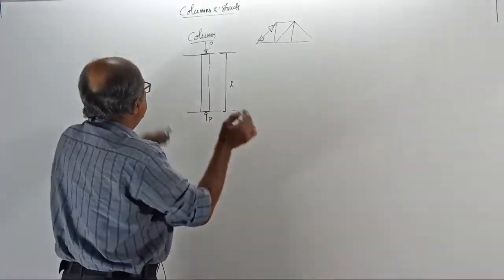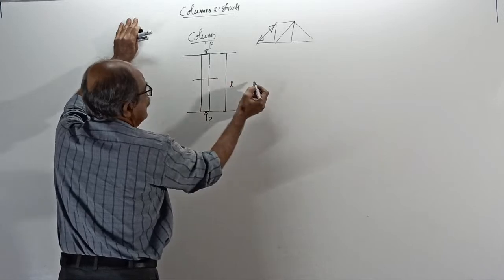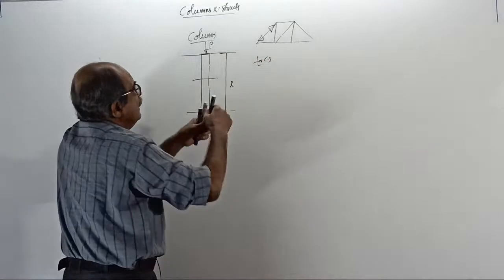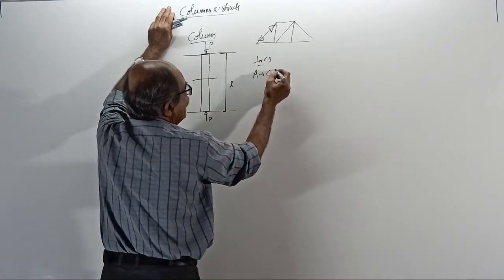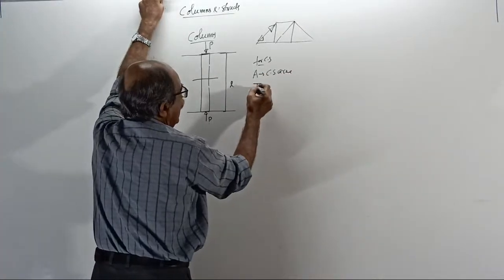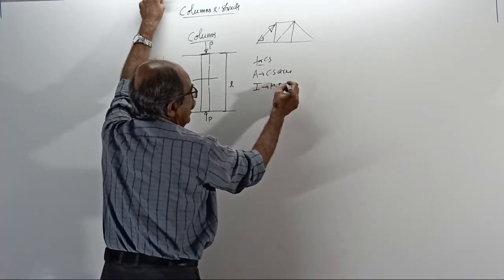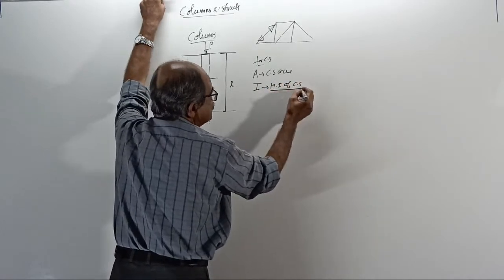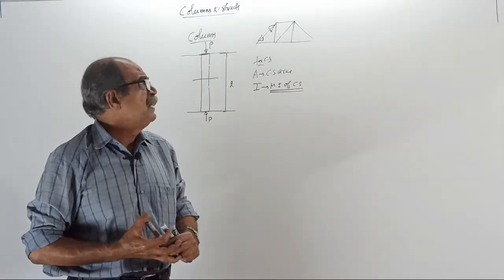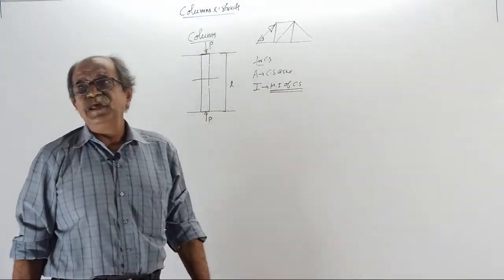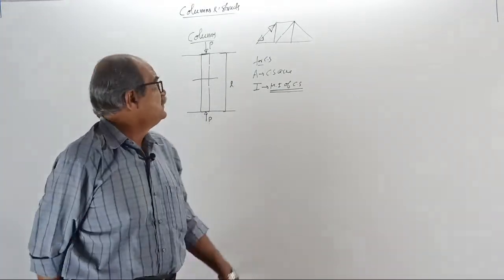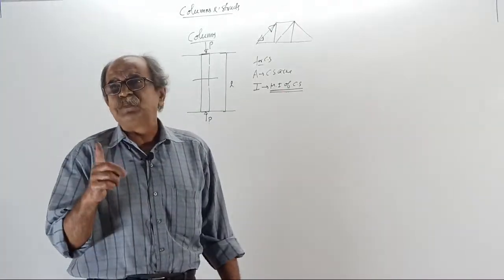Then, if I take the cross section here, A is the cross sectional area. And in general, I is the moment of inertia of the cross section. This I will discuss in detail after the basic derivation. In the column chapter, the term moment of inertia is not for short columns. When you consider buckling of long columns, the term moment of inertia is the most powerful.